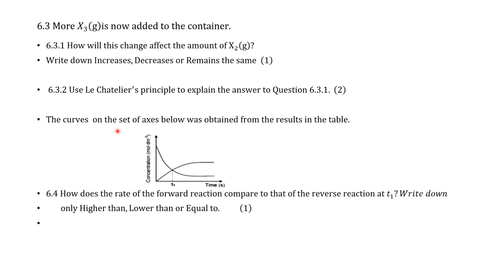Second part, they say the curves on the set of axes below were obtained from the results in the table. So there they give a table, concentration and time. There we can see my reactants' concentration decrease, my products' concentration increase. How does the rate of the forward reaction compare to that of the reverse reaction at time t1? Write down only higher than, lower than, or equal. So generally we look at the gradients at that point.